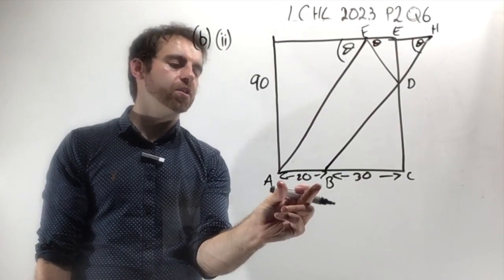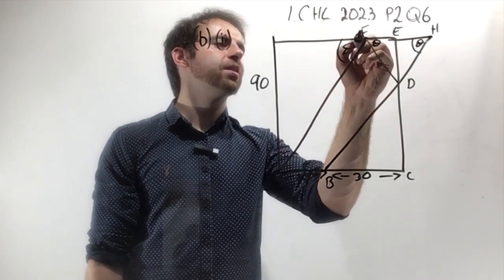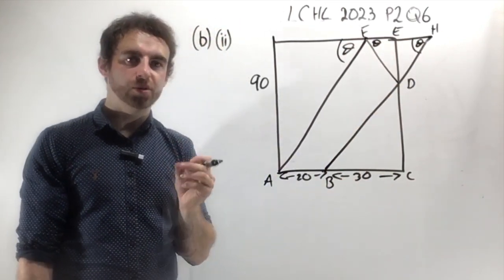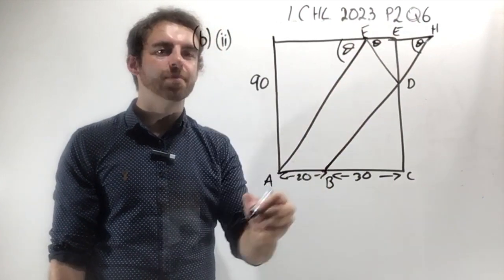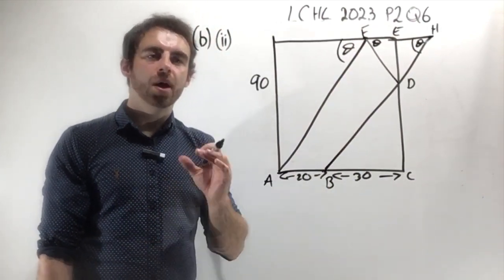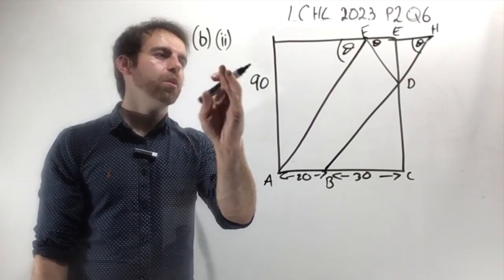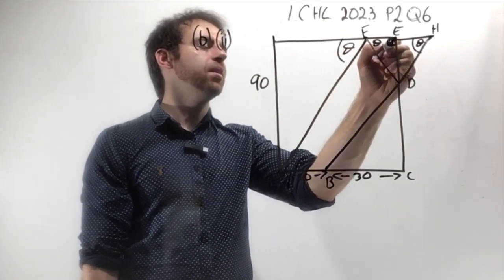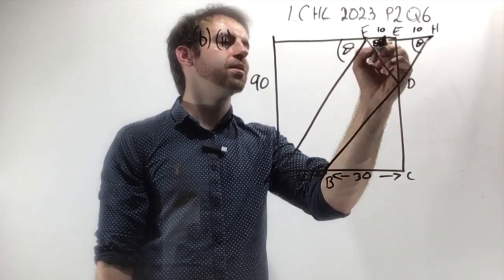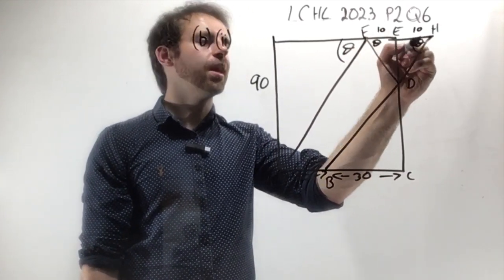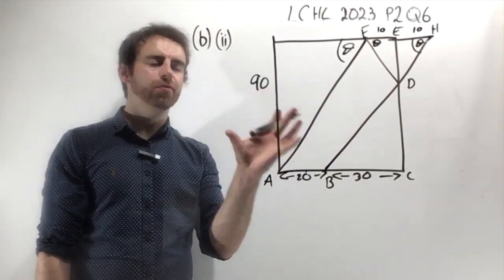In the original question, it told me the distance from A to B is 20, which means that the distance from F to H must be 20. So the distance from F to H has to be 20 because they're opposite sides in a parallelogram, and from our theorem, opposite sides in a parallelogram are equal to each other. In part I, we proved that the distance from F to E equals the distance from E to H, so they must be 10 each. That distance has to be 10, and that distance has to be 10, which adds up to 20 and is equal to that.